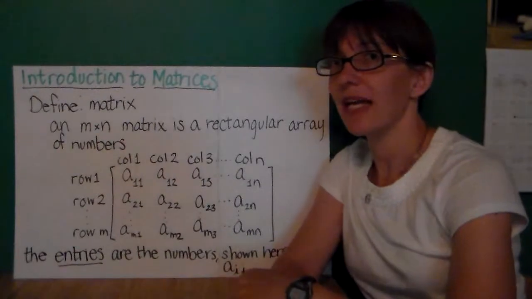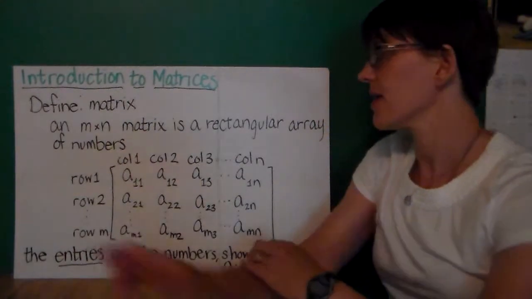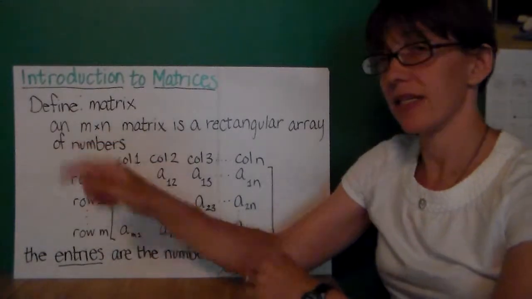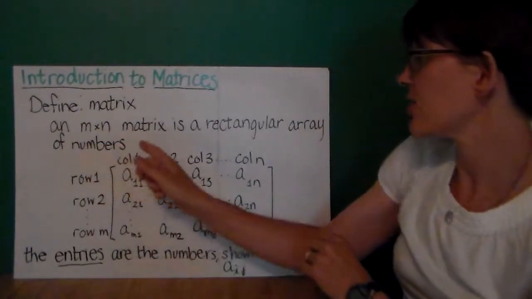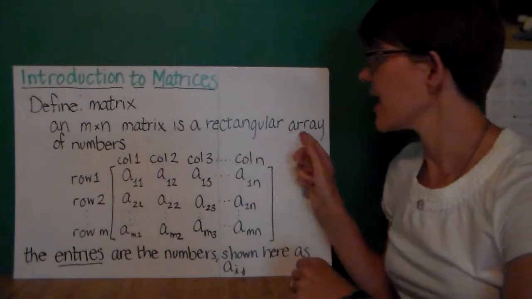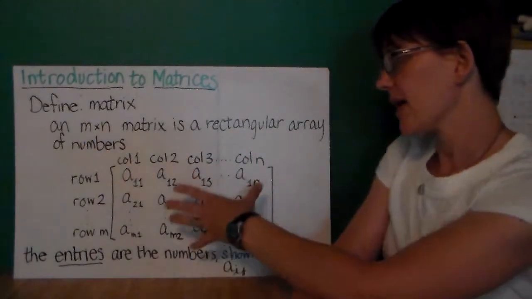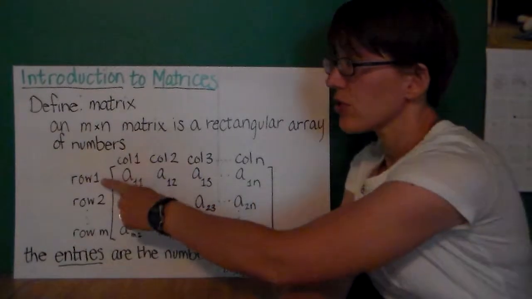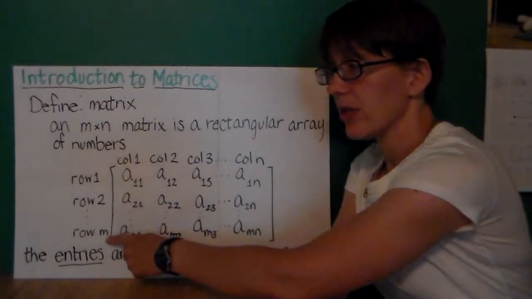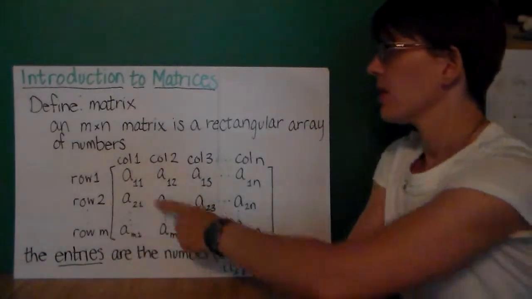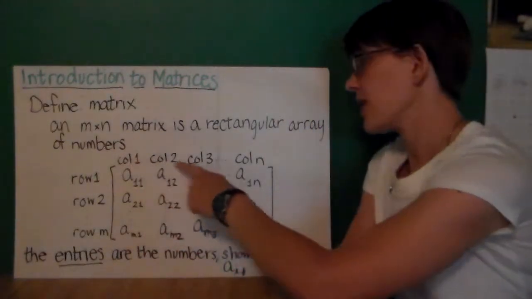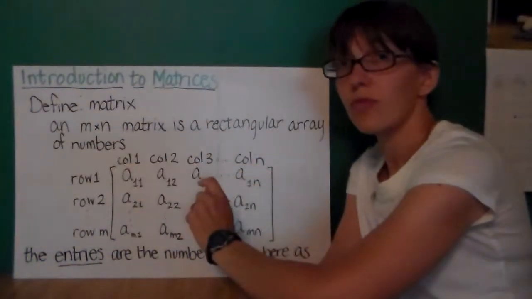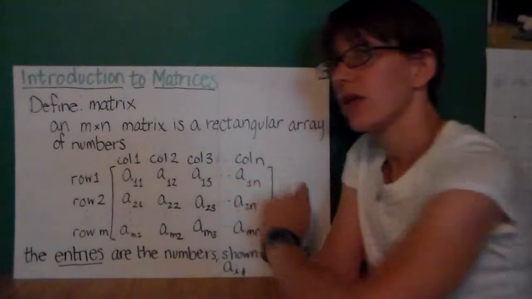First, we want to define what exactly a matrix is. An M by N matrix (that little x sign is read as "by") is a rectangular array of numbers. That rectangular array is arranged in rows and columns. You'll notice the rows start at 1 and go down until row M. The columns also start at 1 and they go over until N. So it has M rows and N columns.